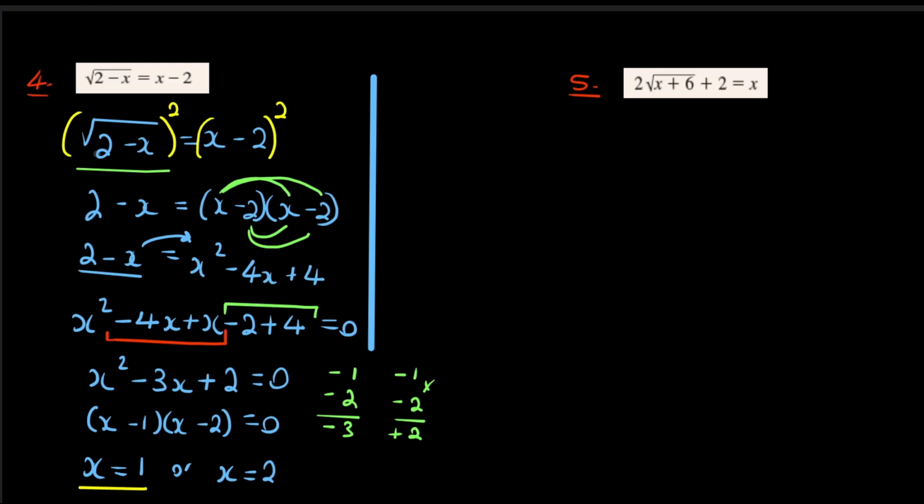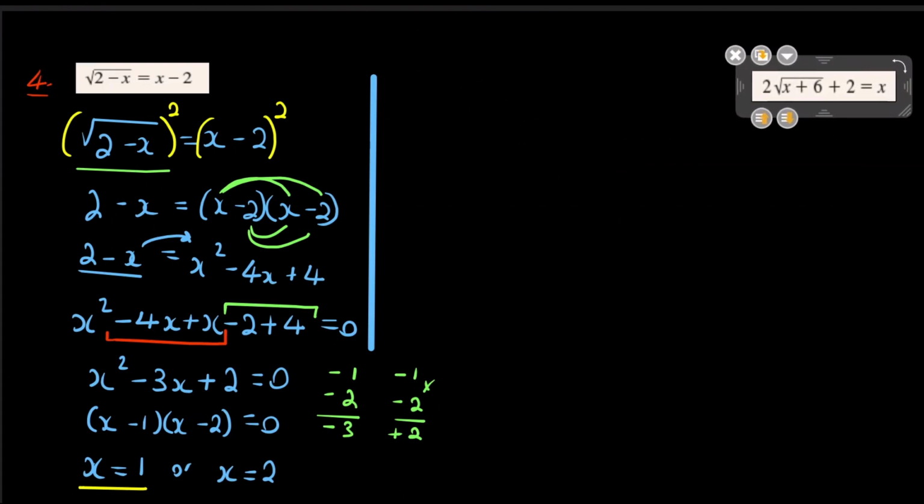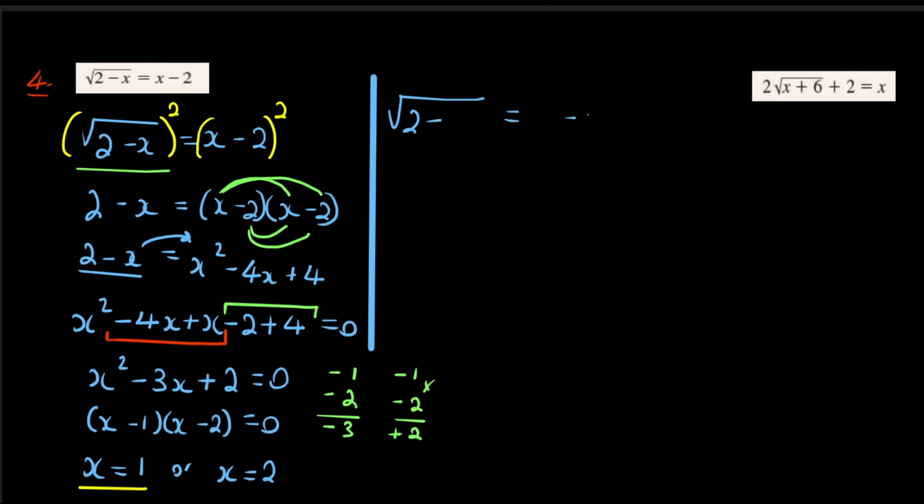X is equals to 1, substitute it where there's x and see if the left hand side is the same as the right hand side. So we go back to our original equation, which is square root of 2 minus x is equals to x minus 2.